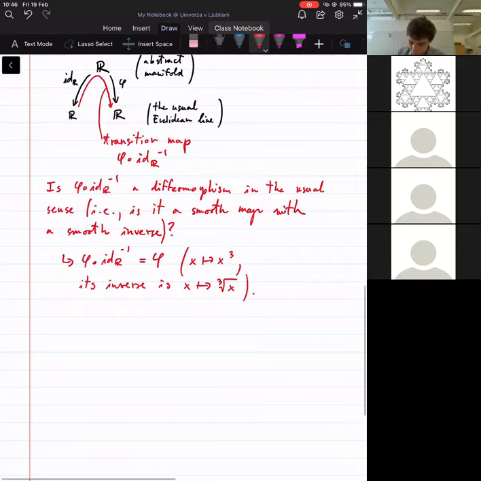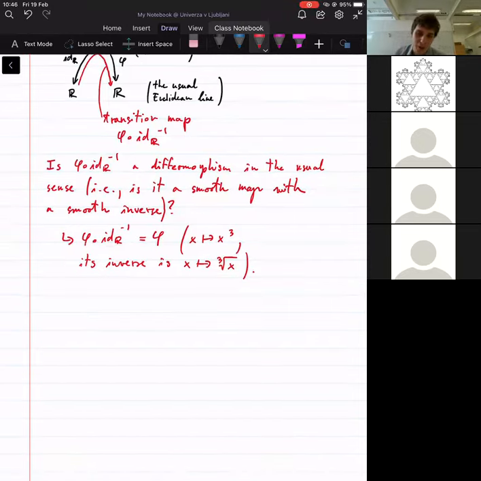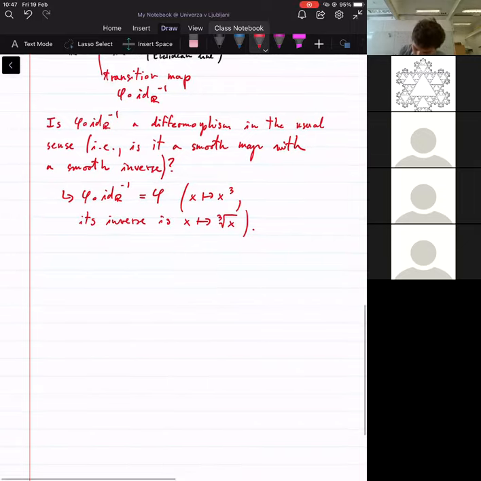So I mean, the more rigorous argument would be that for the function x to the power of 3, the derivative of this function at 0 is equal to 0, right? So if this map were invertible, by the inverse function theorem you would have 1 over 0 as the derivative of the inverse of this map, which is the third root, right?